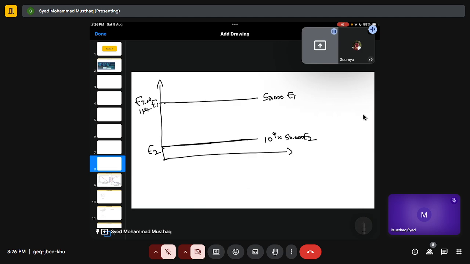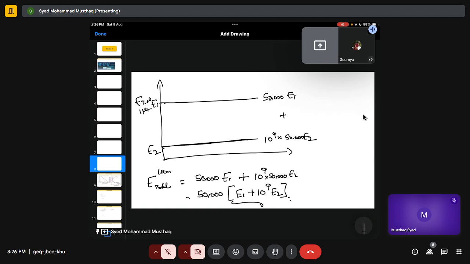Now tell me, what is the addition of these two? What is the total energy of the 1 micron particle? 50,000 times E1 plus 10 to the power of 9 times 50,000 of E2. Now let's take 50,000 as common. E1 plus 10 to the power of 9 times E2. So what is this value?